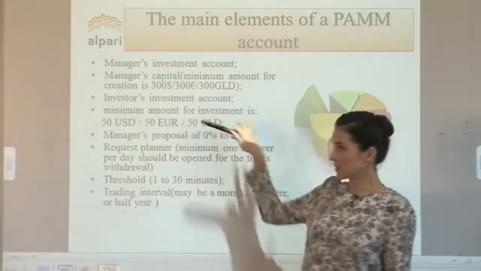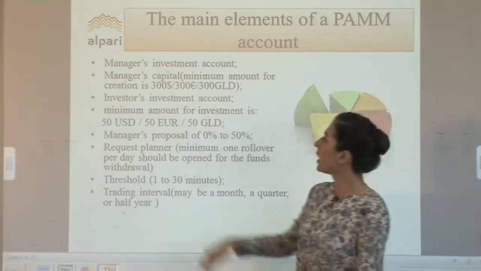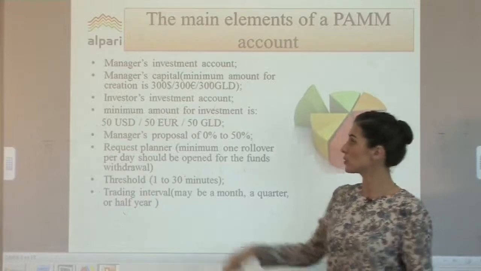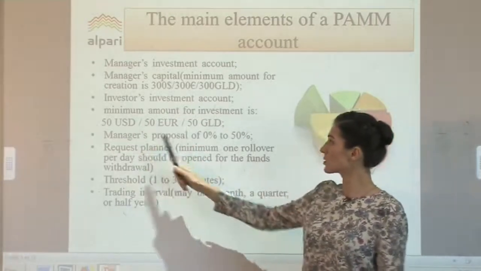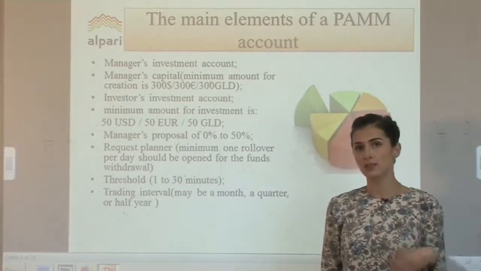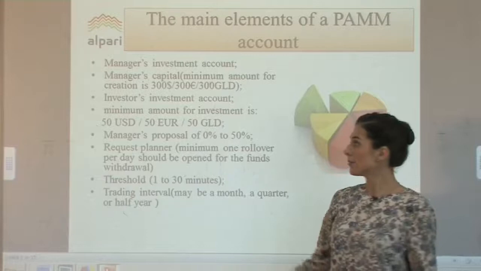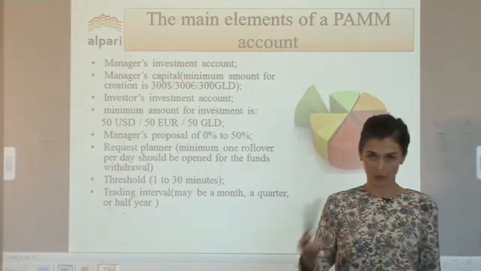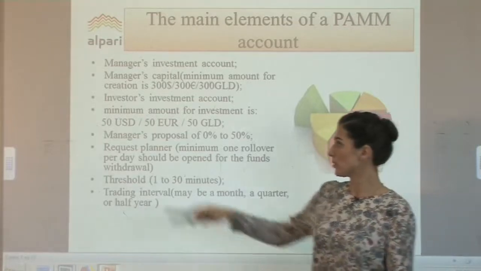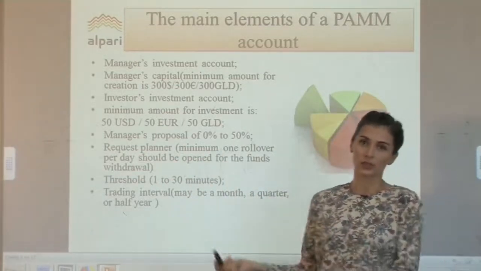So when you invest in a PAMM account, you can see whether it is a dollar, euro or GLD PAMM. The investor's investment account is your account, and to open it you should deposit a minimum amount of about $50, 50 euro or 10 GLD. This is the minimum balance that you should have on your investment account in the PAMM. After the first deposit, the second transaction can be $10, 10 euro or 10 GLD. So the first time you deposit $50, then you can add $10, 10 euro or 10 GLD.